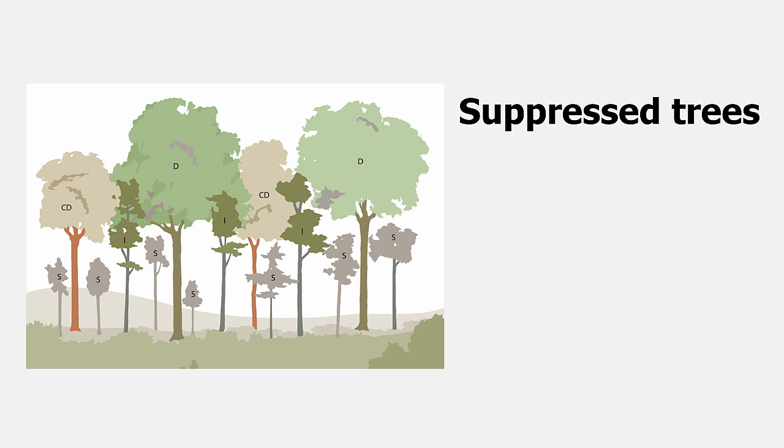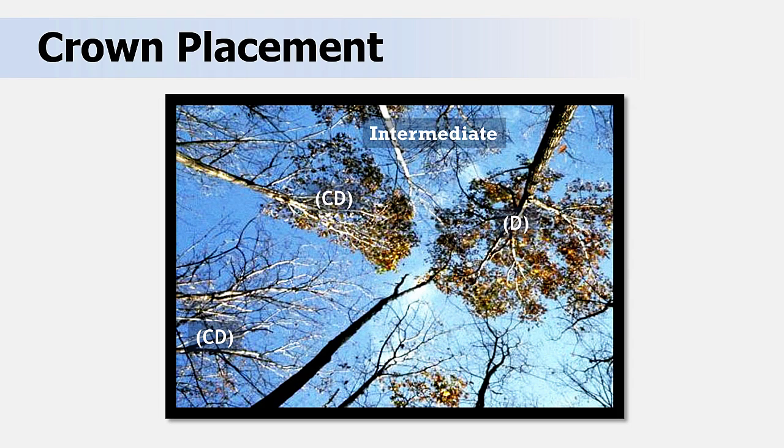Last, the overtopped or suppressed trees, S, are fully below the canopy and receive no direct sunlight and have very small crowns. The tree reaching for the space between the two red oaks from the lower left is clearly suppressed.